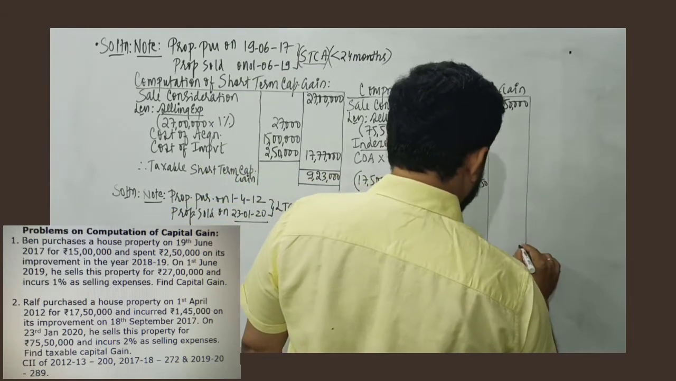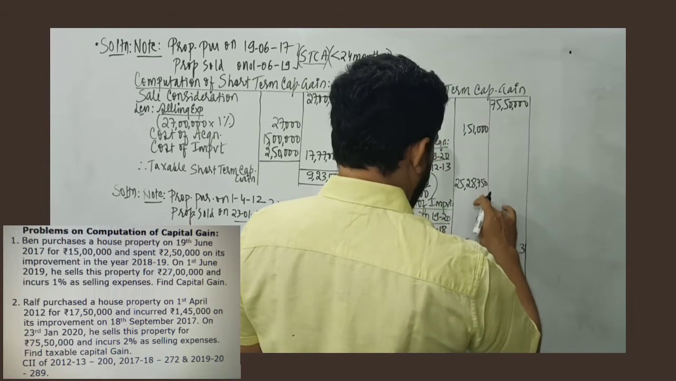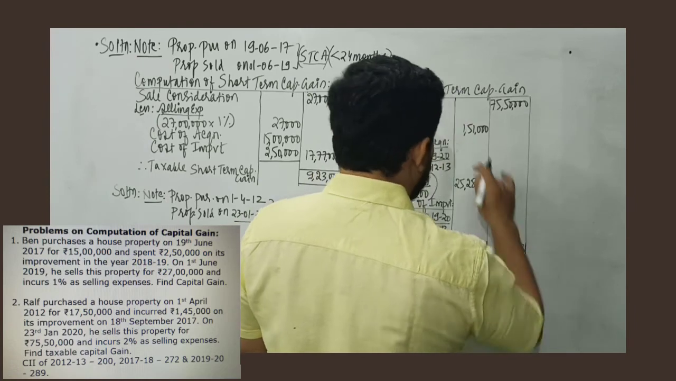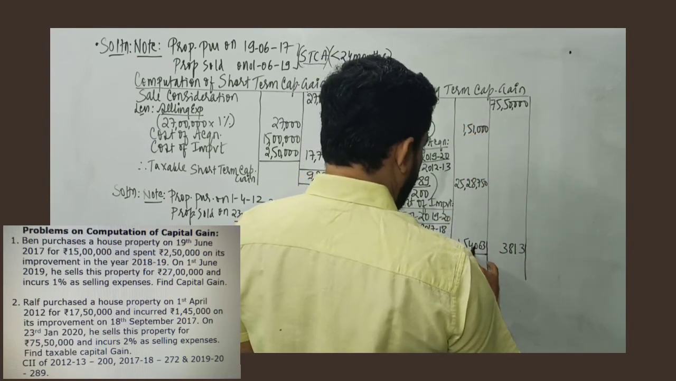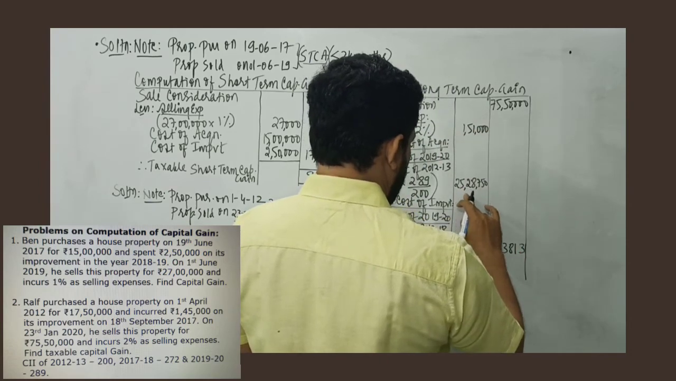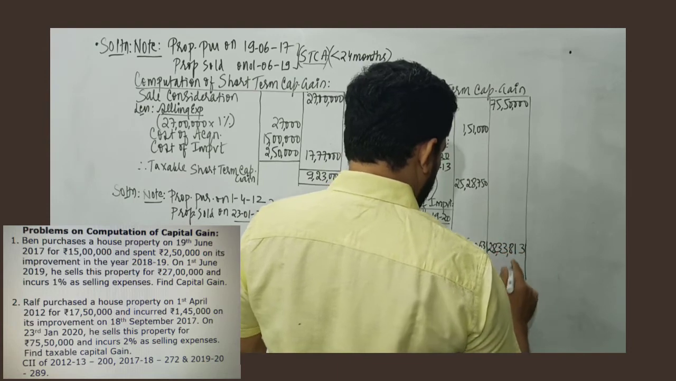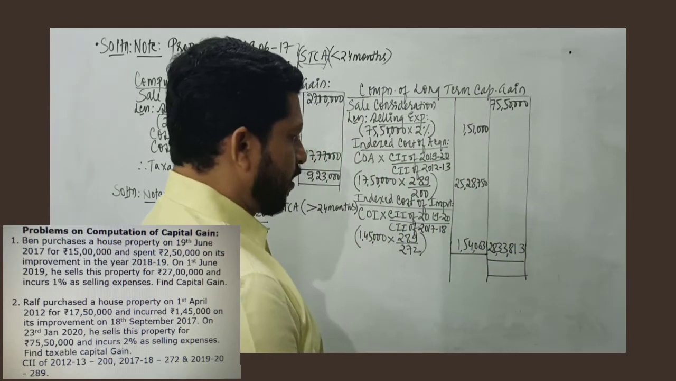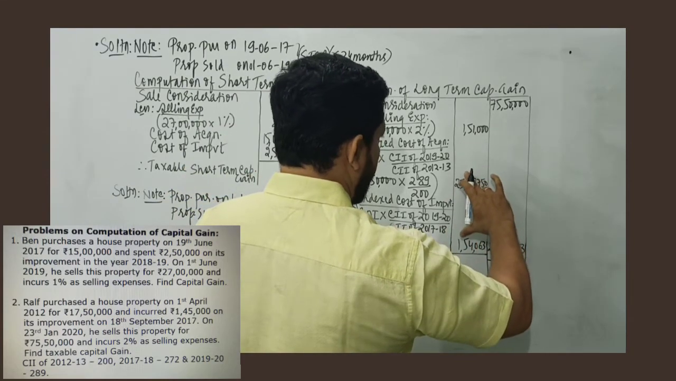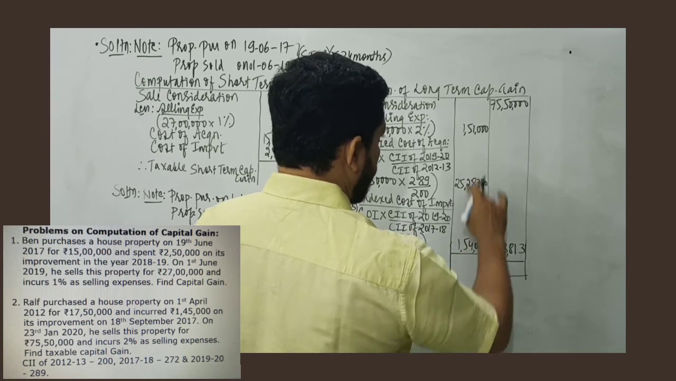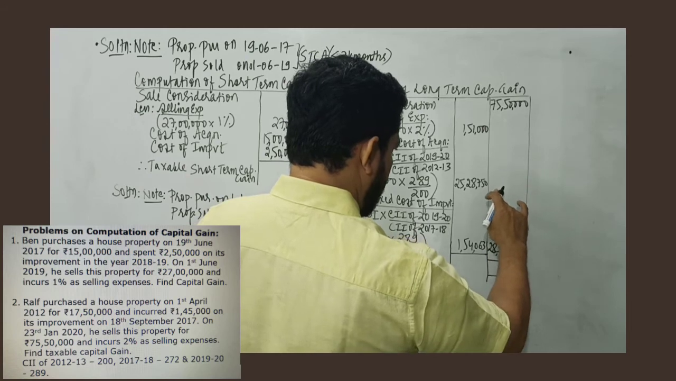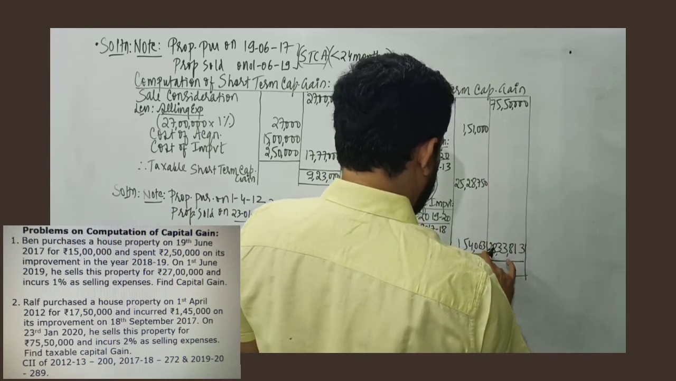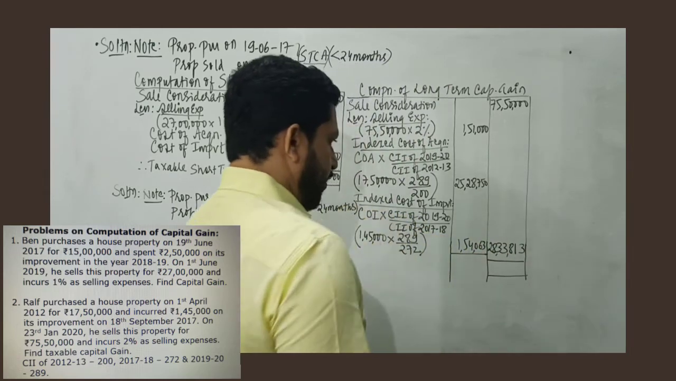So let's add up. We get 28,33,813. 25, 26, 27, 28 lakh, and then 750 plus 63, 813. That's correct.